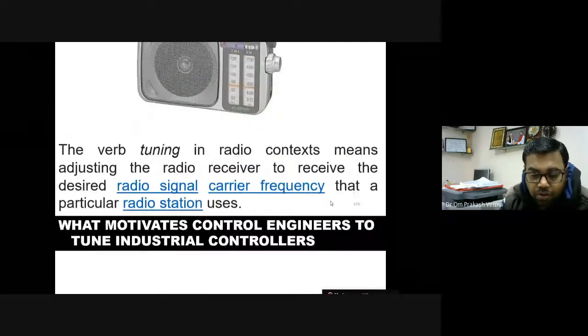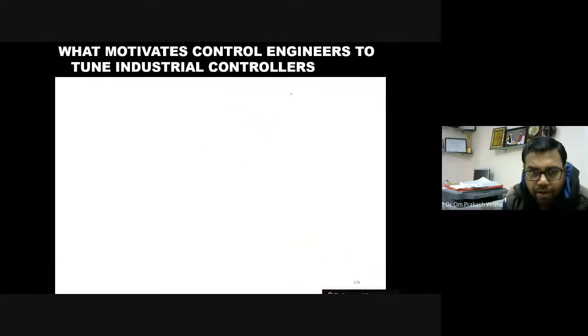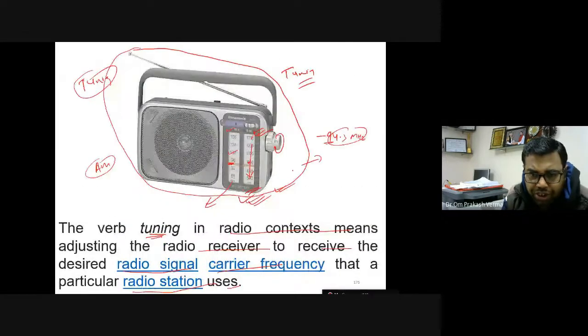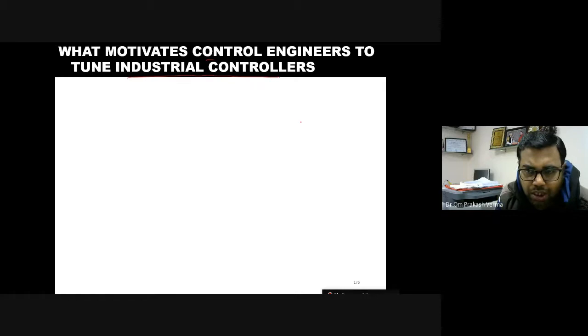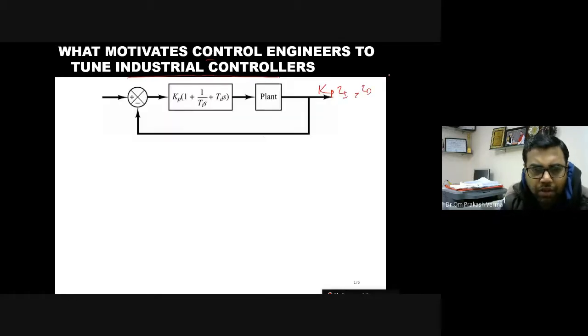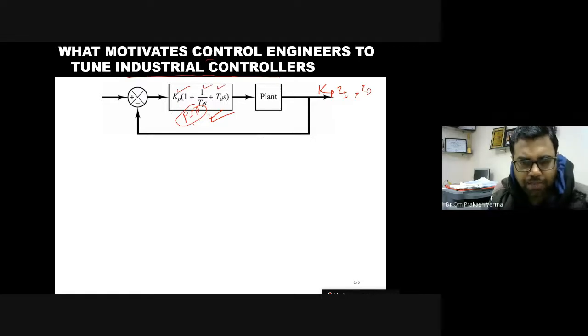Yes or no? So in order to do that, these fundamentals of searching the frequency, the best frequency, motivate the control engineer to tune the industrial controllers in terms of Kp, tau I and tau D, right? So Kp, tau I, tau D, you can see this is the PID controller. For the PID controller, these are the certain parameters: Kp, tau I and tau D.